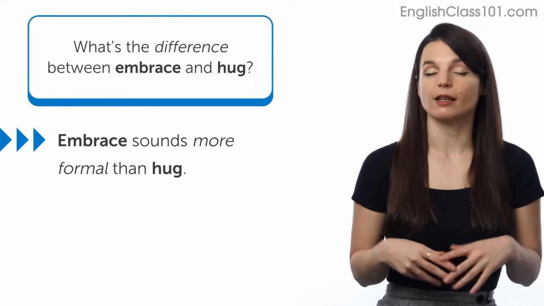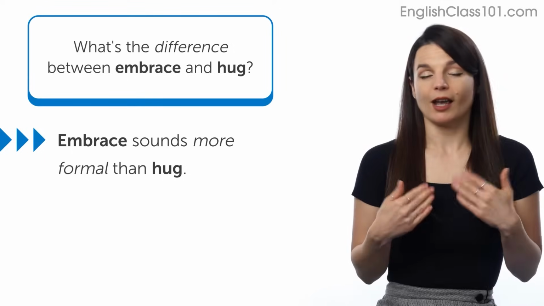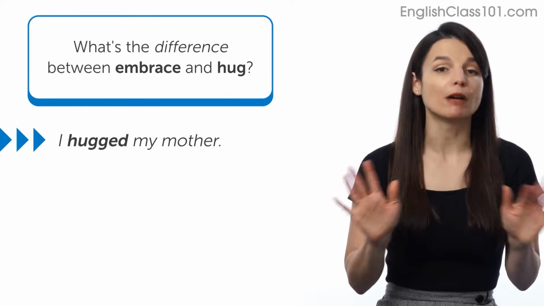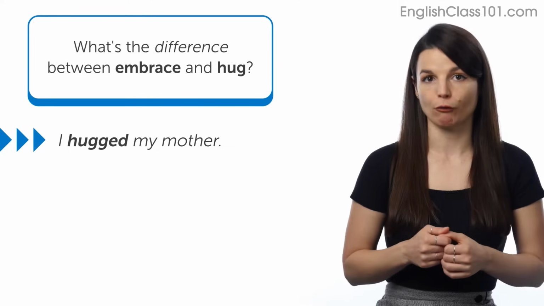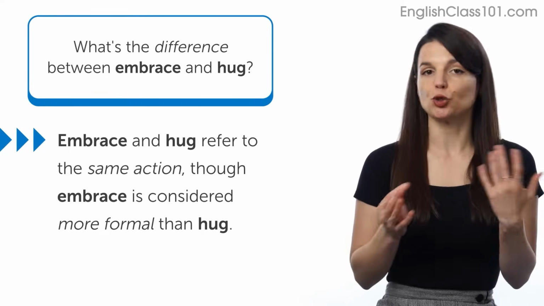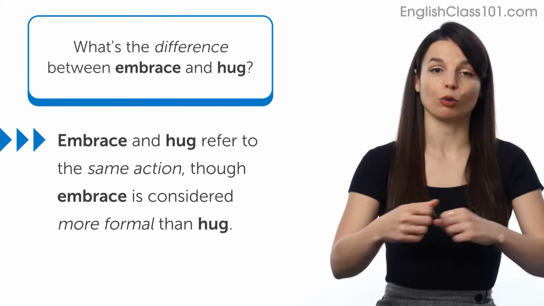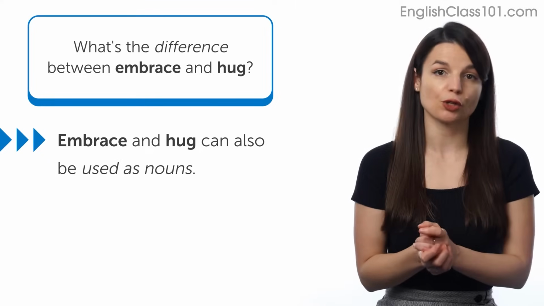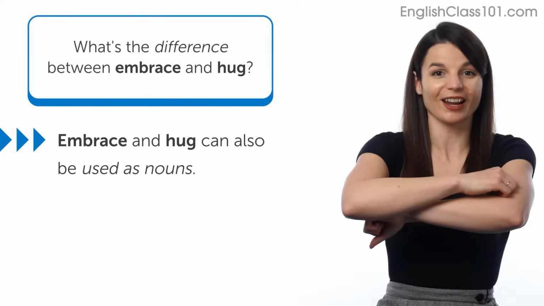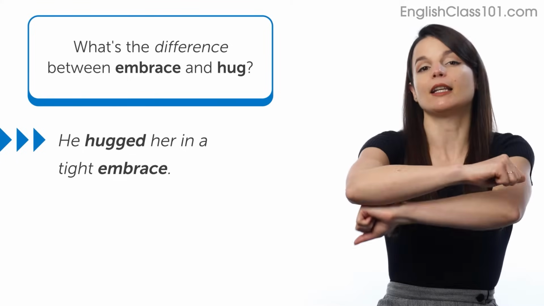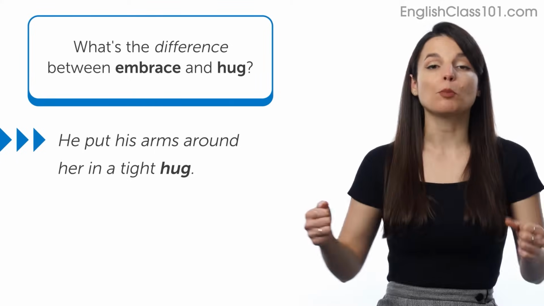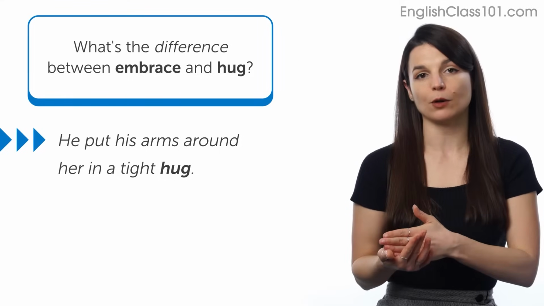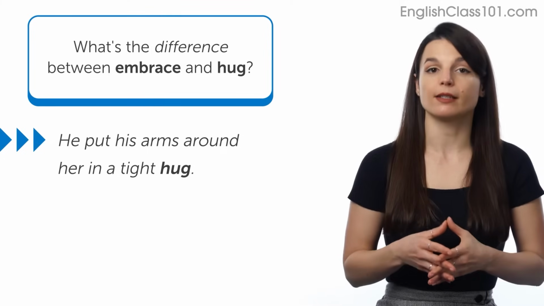However, embrace tends to sound much more formal. Usually I wouldn't say like, I embraced my mother. I would say, I hugged my mother. This sounds much more natural. Embrace is a much more formal word. So to embrace and to hug refer to that same action of putting your arms around someone else, or a pet maybe too. We can also use these two words as nouns to refer to this action. For example, he hugged her in a tight embrace, or he put his arms around her in a tight hug. So we can use these words as nouns and as verbs to express the same thing.